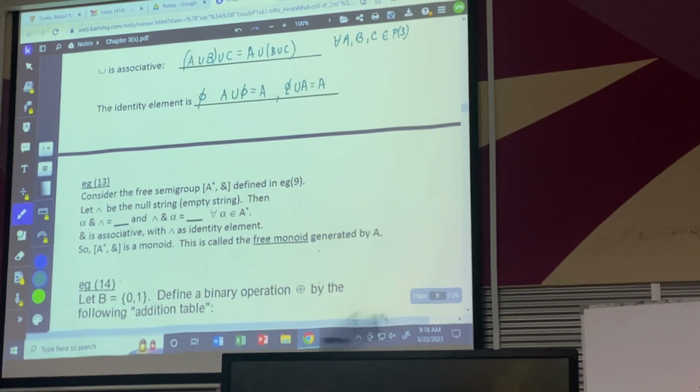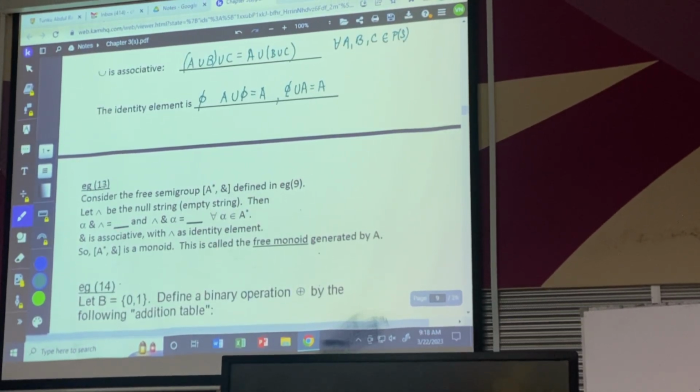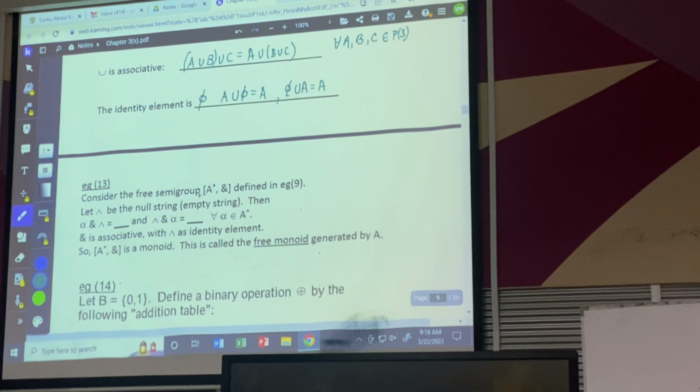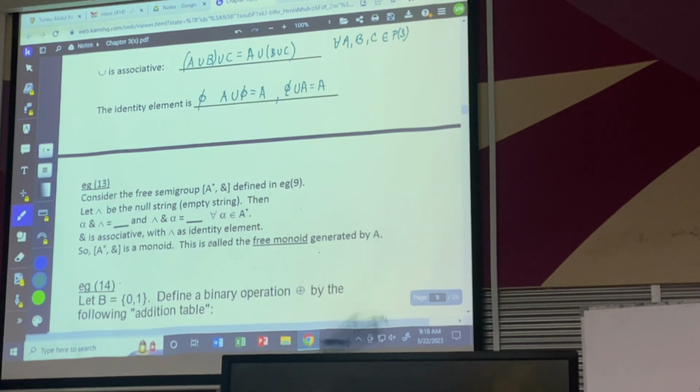Now, another example to determine whether it is a monoid or not, we need to determine the identity also. Now, this is a string, like just now, you have a free semigroup where the elements inside are strings, and the operation is the joining of the two strings. We already know that this is a free semigroup, right? So what we are going to do now is just to determine the identity to determine that it is a monoid also.